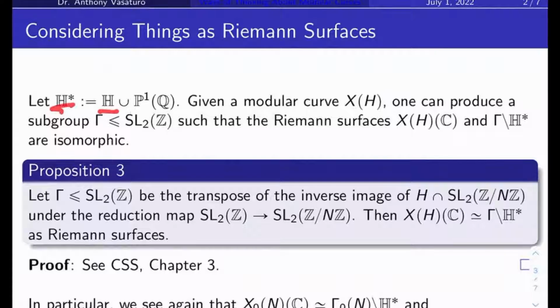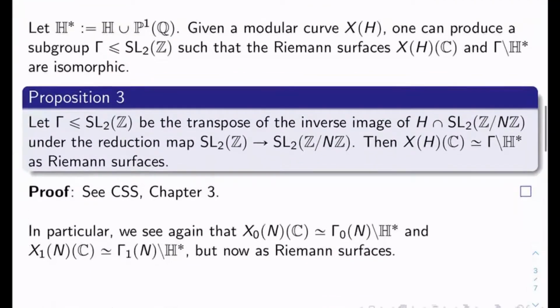Let's let H star be H union Q and infinity, or just written H union the rational projective line, if you like. Given a modular curve X of H, I can produce a subgroup Gamma of SL2(Z) such that the Riemann surface given by the complex points of the modular curve X of H and the Riemann surface given by the orbit space of Gamma acting on H star, this extended upper half plane here, are isomorphic. Let me make this precise. Let Gamma in SL2(Z) be the transpose of the inverse image of H intersect SL2(Z mod NZ) under the natural entry reduction map mod N from SL2(Z) to SL2(Z mod NZ).